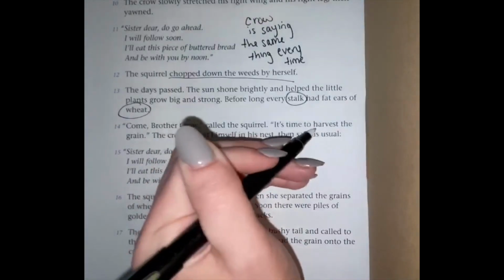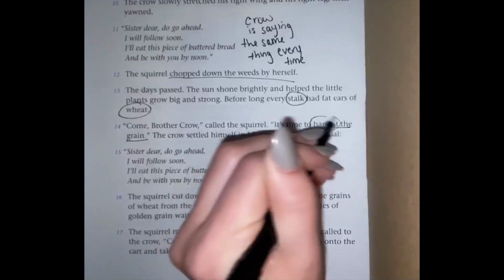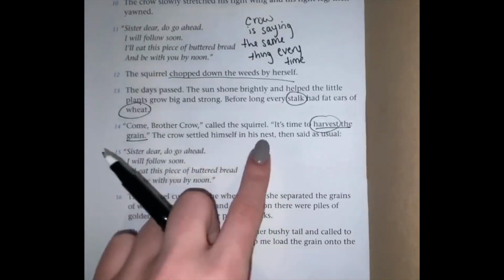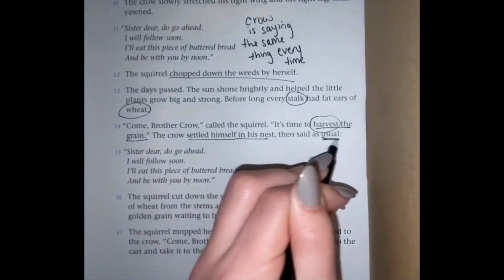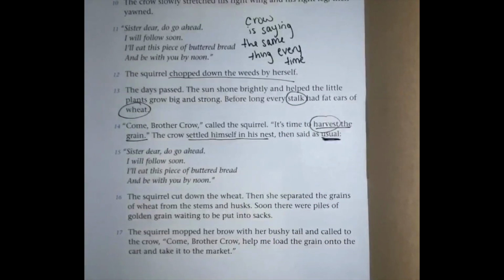So now it's time to harvest the grain. And the crow is just settling himself in. He's getting nice and a little cozy. And like we said, usual, because he says it every time, this is what he says to her.